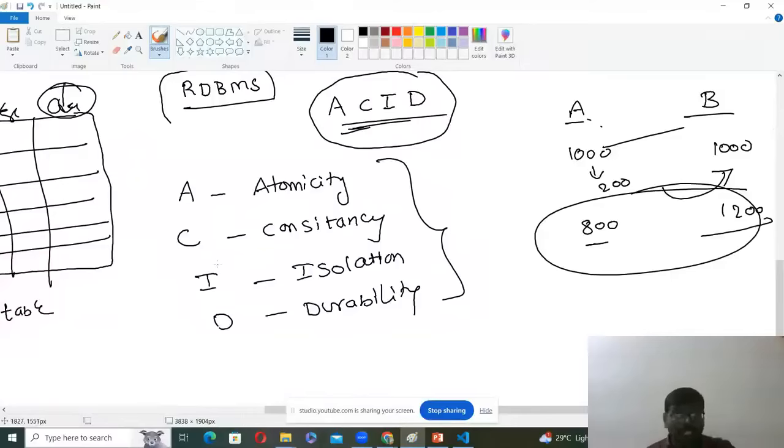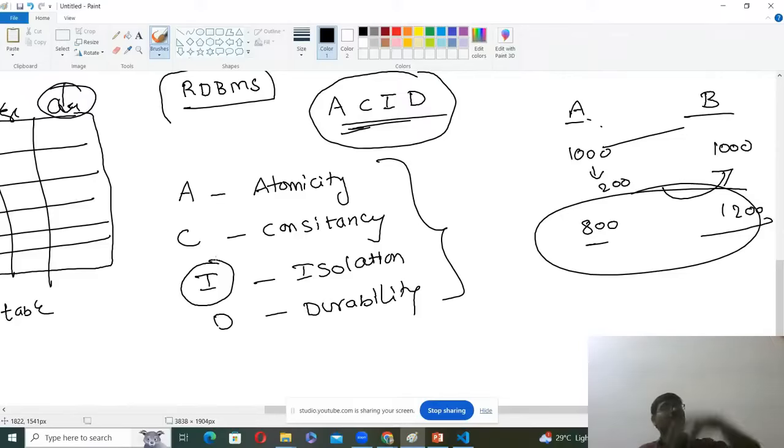Now, isolation. Isolation, you listen to the word isolate. Only one. Suppose there is more than one user. That means at a time, multiple users want to use the data, suppose they want to access the data from the database. It is not possible. For example, at a time more than one person wants to withdraw an amount.